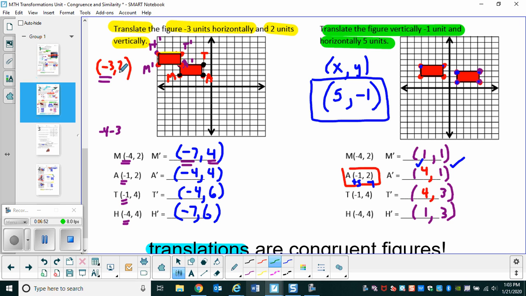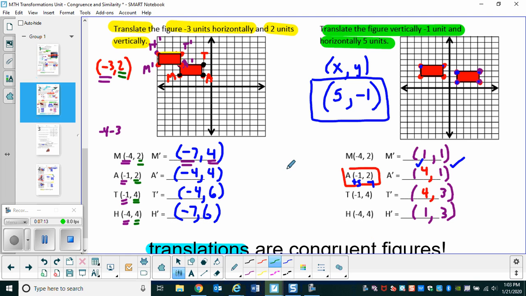And then it moved up 2. So every y coordinate should move up 2. So what's 2 plus 2? 4. What's 2 plus 2? 4. If you move this y coordinate up 2 spots, it's at 6. And if you move this coordinate up 2 spots, it's at 6. And these right here are the ordered pairs of these prime points.